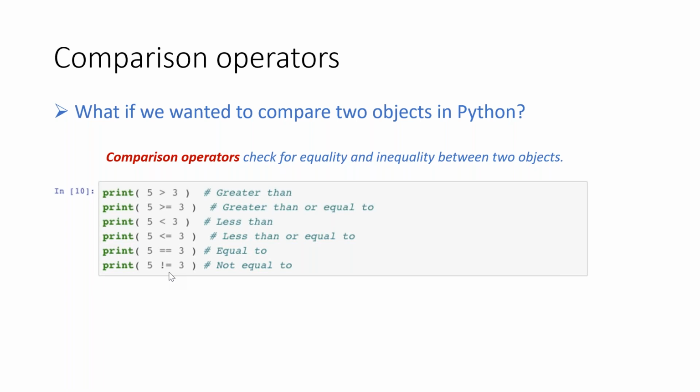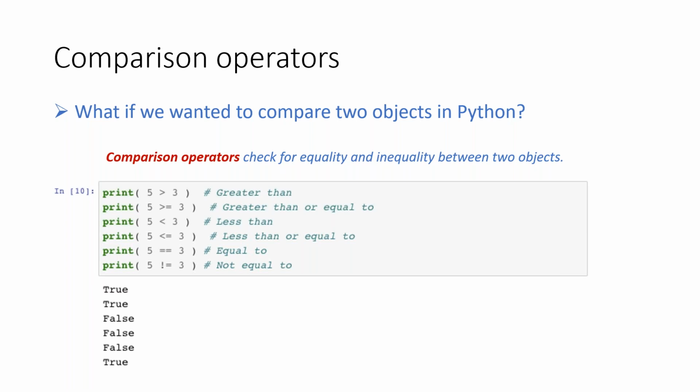And what will be returned after evaluating this expression? Let's say print 5 greater than 3. What will be the output in your opinion? Boolean. It will tell either it's true or false. So all comparison operators will result in a Boolean type object being returned.